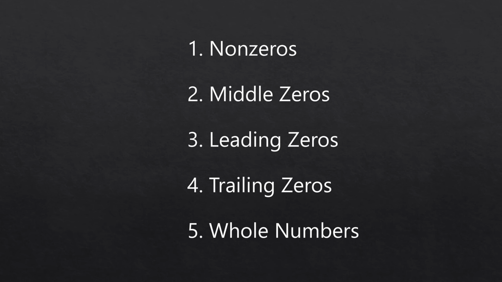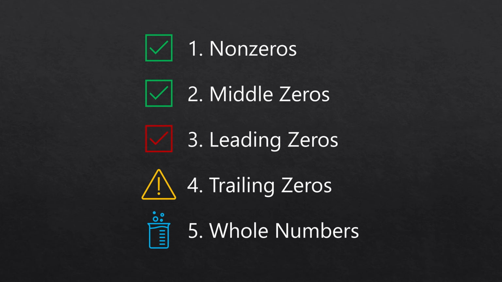Here's a quick recap. Non-zeros always count, middle zeros count, leading zeros don't count, trailing zeros only count if there's a decimal, and for whole numbers, use scientific notation to be clear.